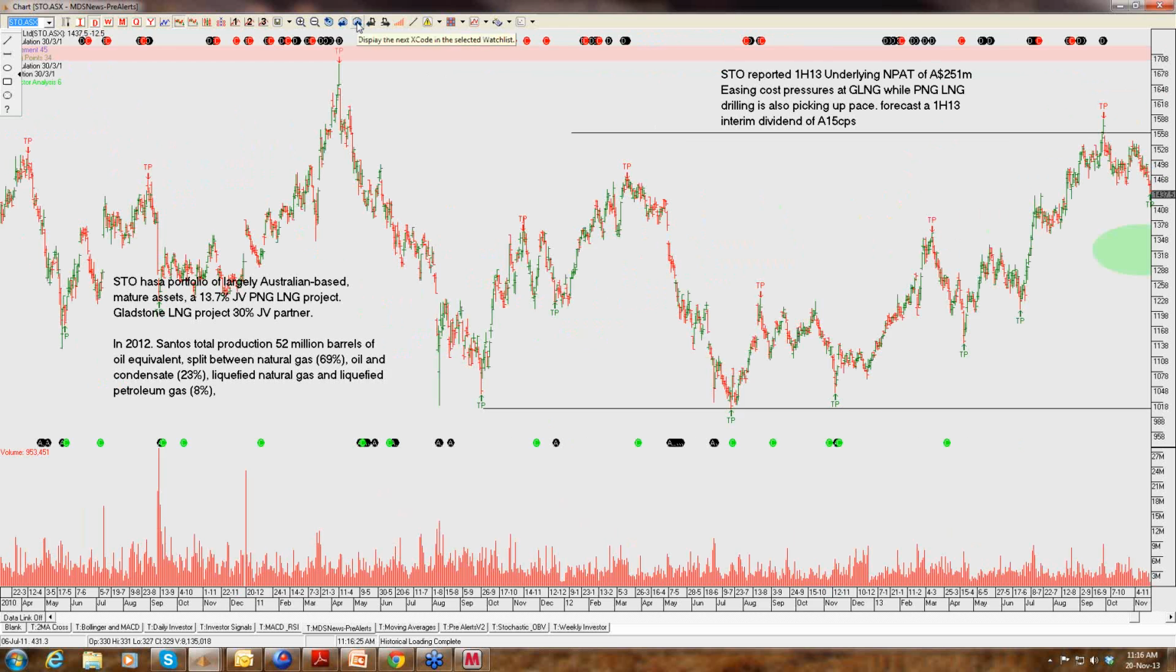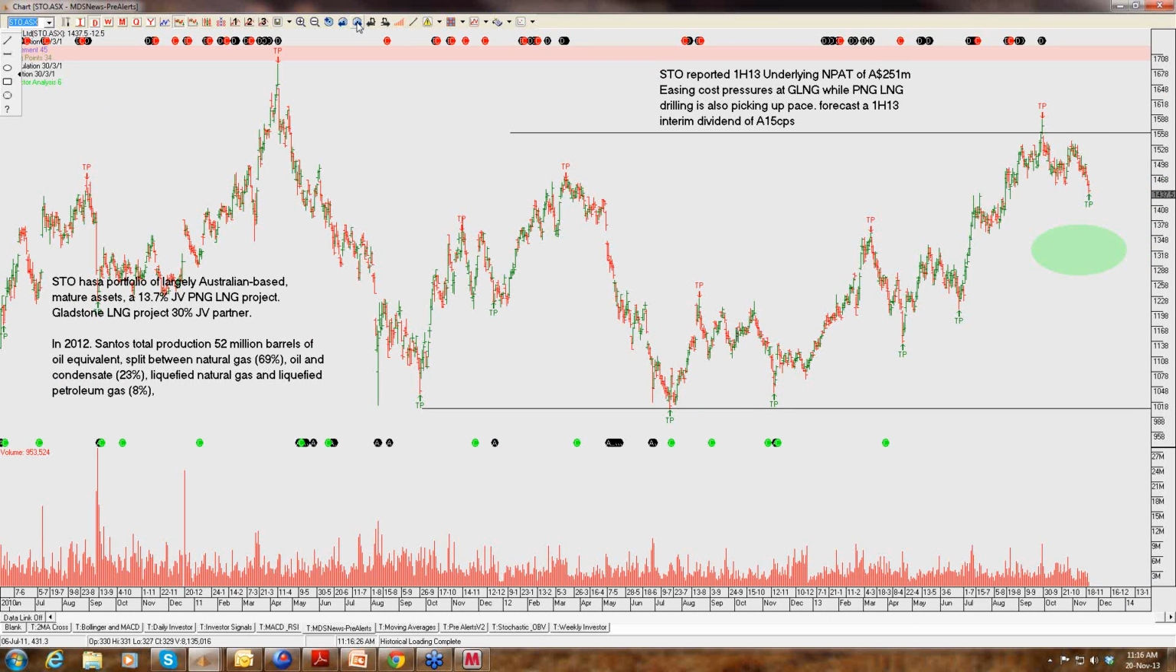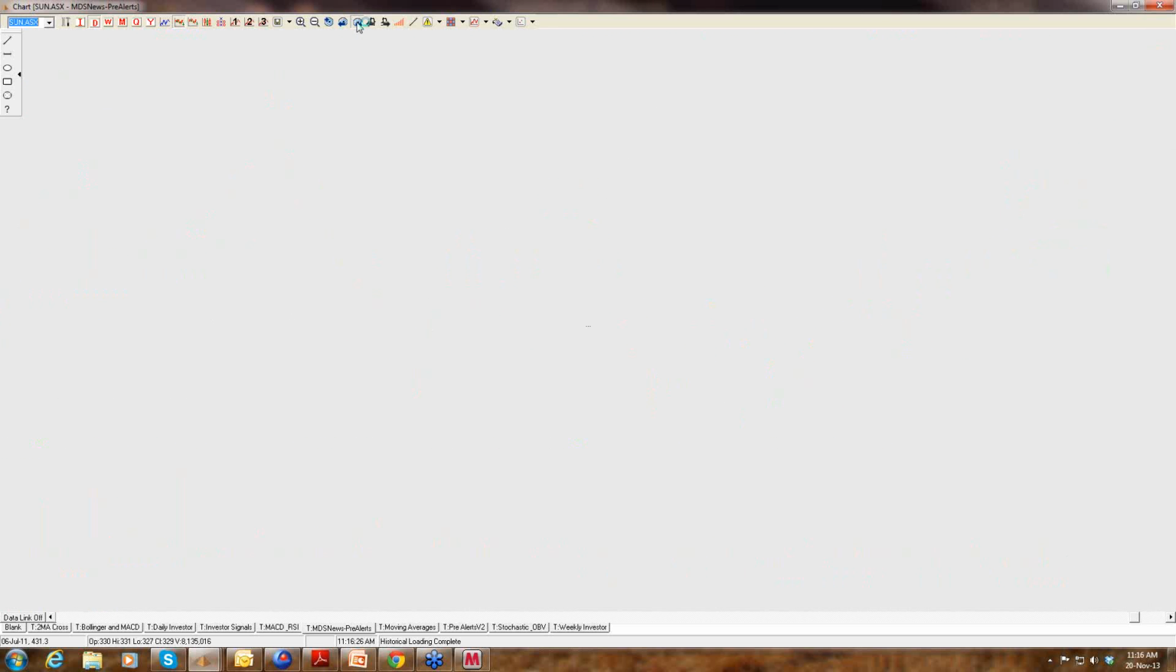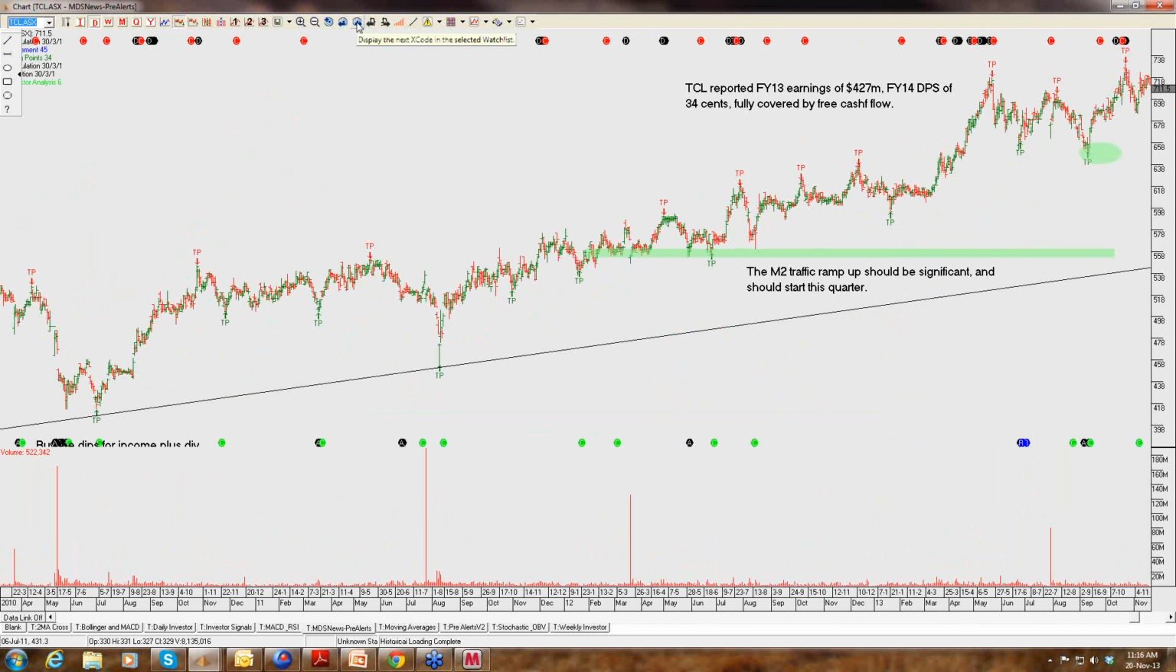Sonic Health, not doing anything there at the moment, nor in Santos. We've largely taken profit on Santos and kept the oil and gas exposure in Woodside Petroleum. Not doing anything there in Suncorp, nor in Sydney Airport.